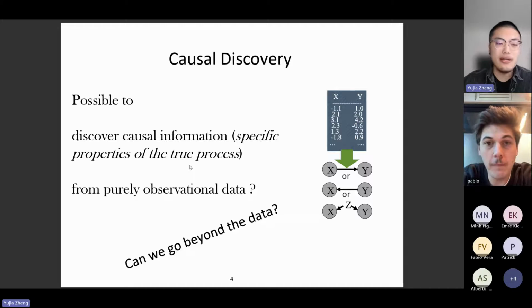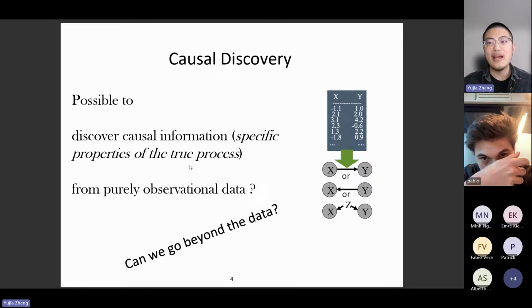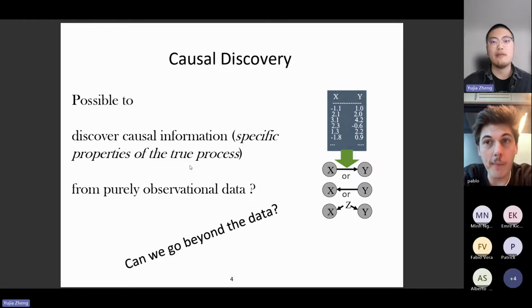Causal discovery, as Amit just mentioned, is a way to discover causal information based only on observational data, which means that we don't need any interventional experiments or other type of background knowledge, and we can get the causal structure from scratch from our observational data. And of course, we need to have some theoretical guarantee about the correctness of the returned result.